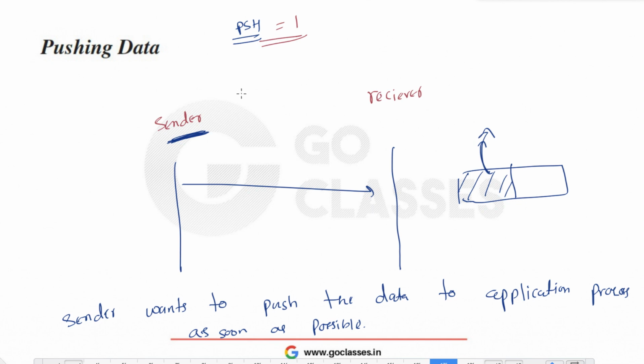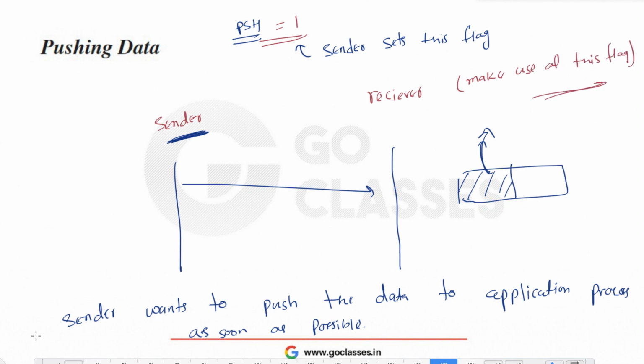So PSH is set by the sender, right? The sender sets this flag to tell the receiver, just push the data to the application process. And the receiver makes use of this flag. It sees that PSH is one, which means it should immediately push the data to the application process without waiting for the application process to ask for the data. That's how the PSH flag or pushing the data works.